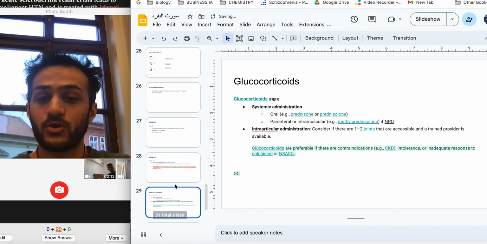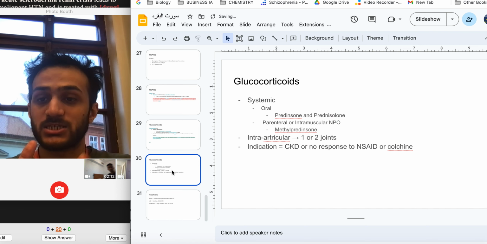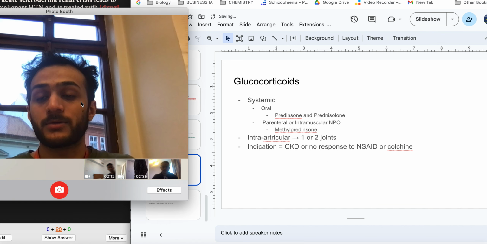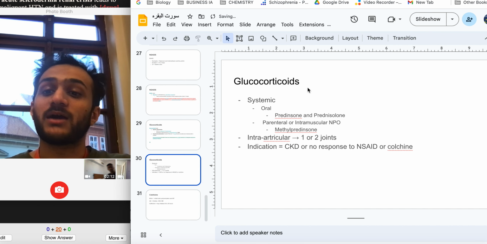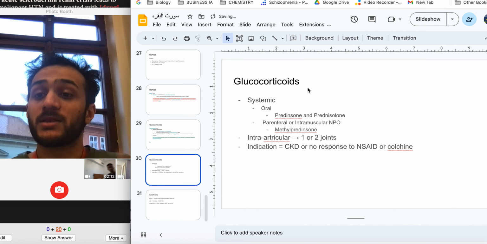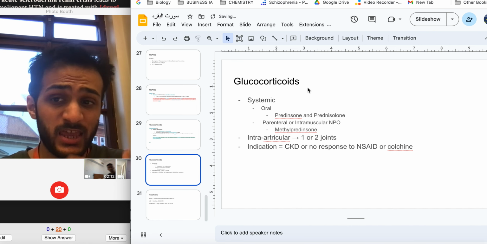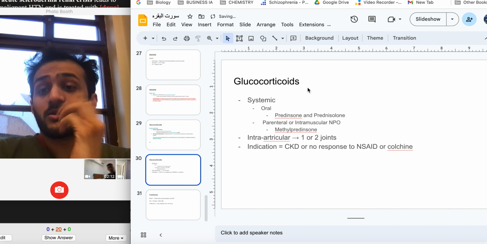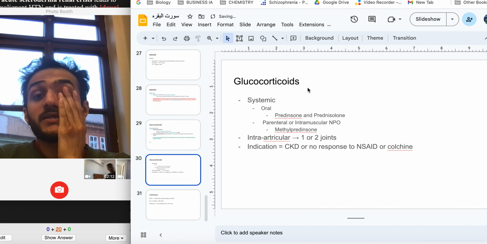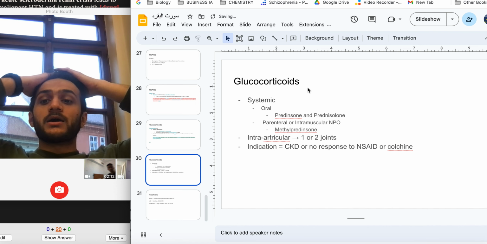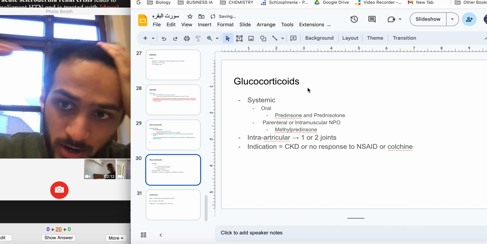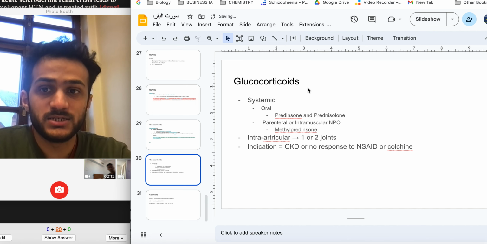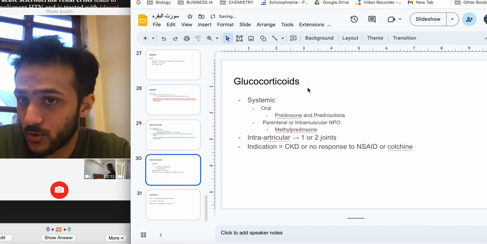Glucocorticoids can be divided into two main types: systemic or intra-articular. Systemic is also divided into two types: oral, which can be prednisone or prednisolone, or IV, which can be methylprednisolone, used when nothing can be given per oral, for instance with dysphagia. The next is intra-articular, for 1 to 2 joints. Indications for glucocorticoids are chronic kidney disease, or no response to NSAIDs or colchicine.